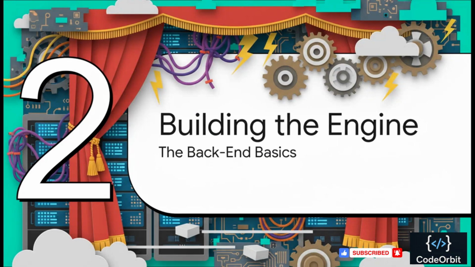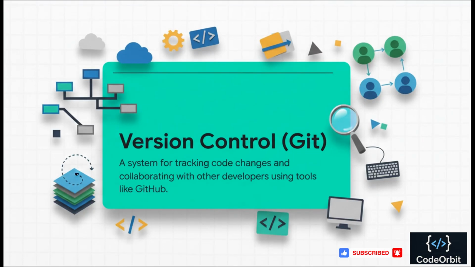Okay, so we've covered the front end. Now let's go behind the curtain and take a look at the back end. This is the digital engine room, the part that powers everything from behind the scenes. But before we dive into that engine, there's one tool that is, and I mean this, absolutely essential.